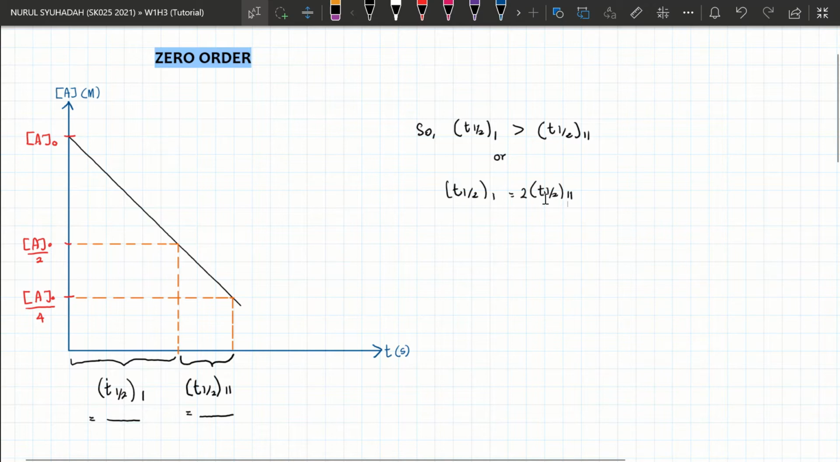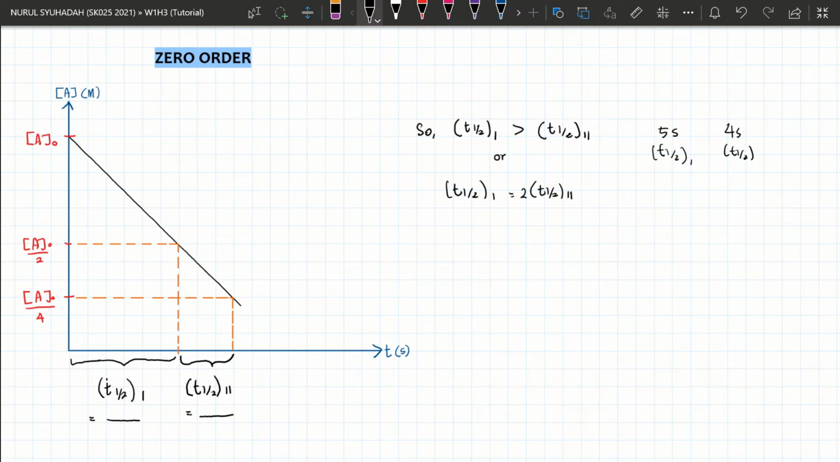Okay, what do I mean by this? So let's say my first half-life, T half 1, is 5 seconds, and then I have the second half-life only as like 4 seconds, T half 2. So for this one, we do not consider it as a zero order reaction. So it must be at least less than that.